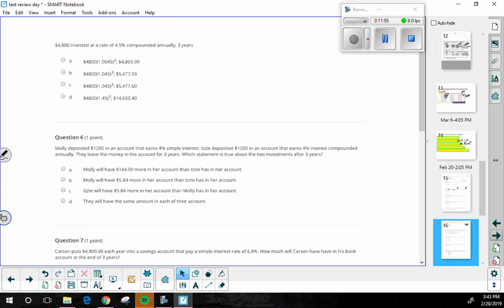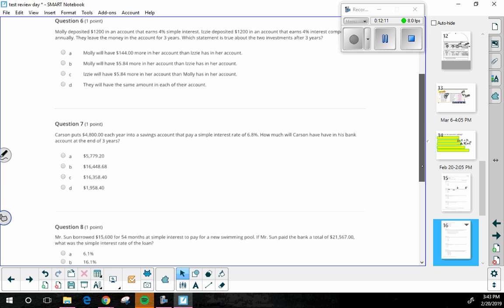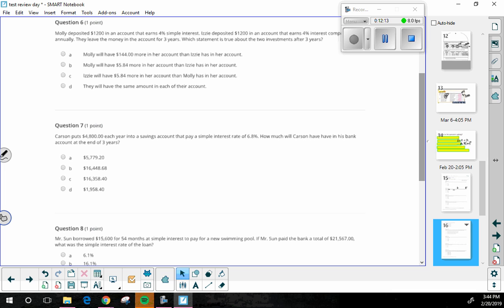Number 6, Molly deposited $1,200 in an account that earns 4% simple interest. Izzy does $1,200 at 4% compound. They leave the money in the account for 3 years. Do you need a chart? No, because it doesn't say each year. You're just comparing. Number 7, Carson puts $4,800 each year into a savings account that pays and so on. Do you need a chart? Yes. Boom. Yes, we're going to put a chart right here.